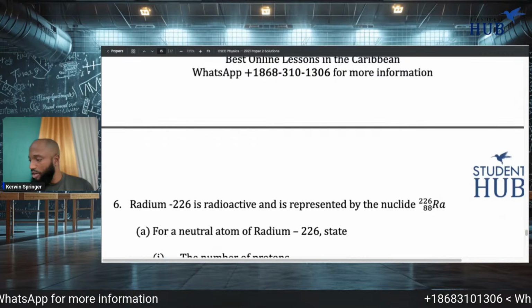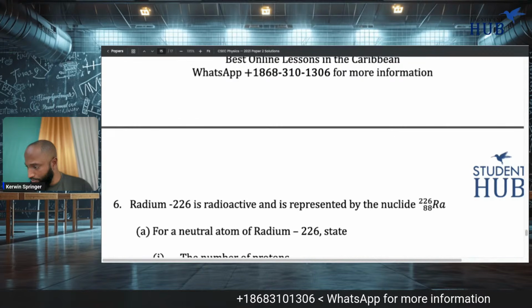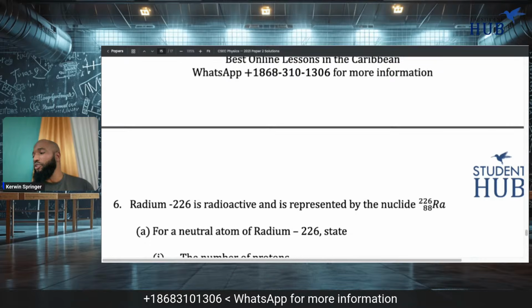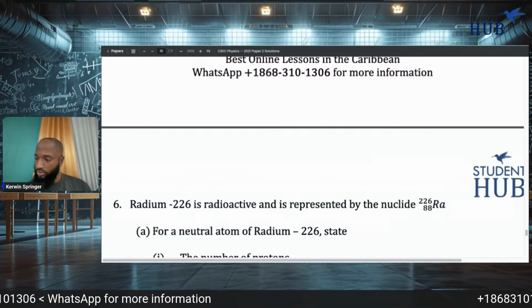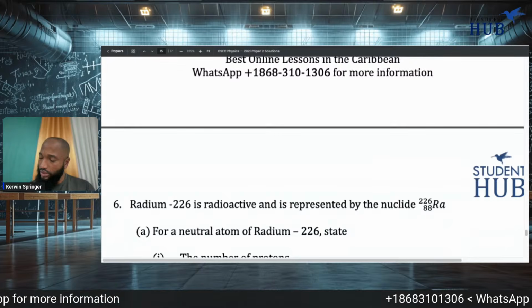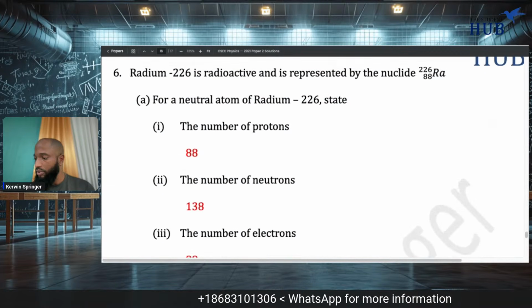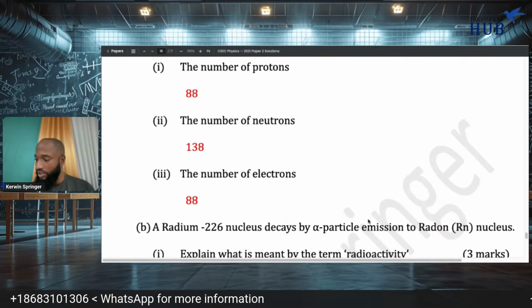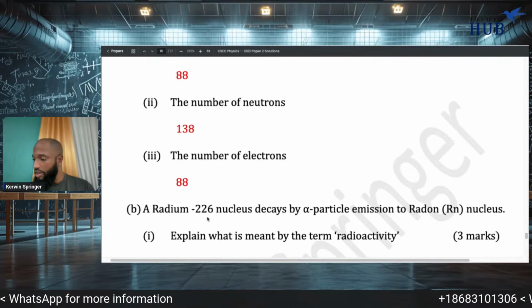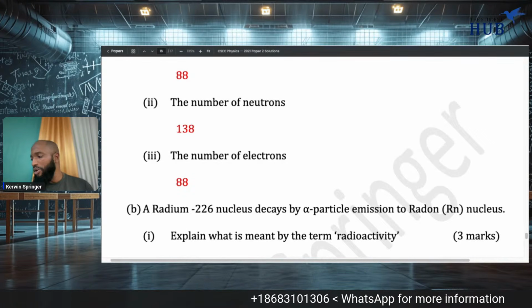Radium, what's the number of protons in radium here? And the number of neutrons? 138. So they said it's radioactive. Number of electrons is 88. There's no charge, so we just say 88 as well. A radium-226 nucleus decays by alpha. What is meant by radioactivity?